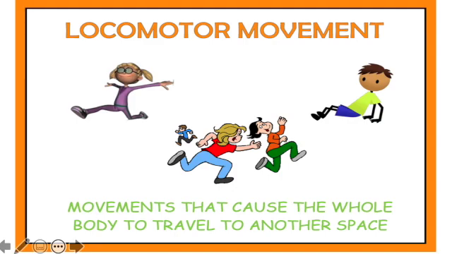You might say, what is that? Well, locomotor movement is that kind of movement that causes your body to travel from one place to another. Notice the pictures on my slide. I see a girl leaping. I see some kids running, chasing each other. And I see someone else doing the crab walk. Those are some examples of locomotor movement. But as you can imagine, there are quite a few more. Here are a few more to get you thinking about locomotor movement.